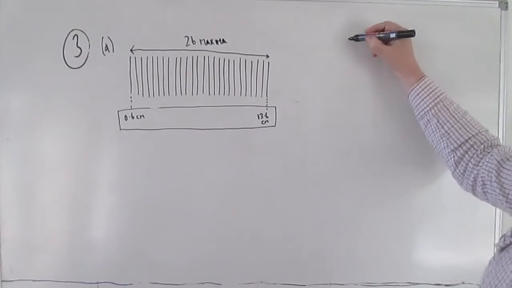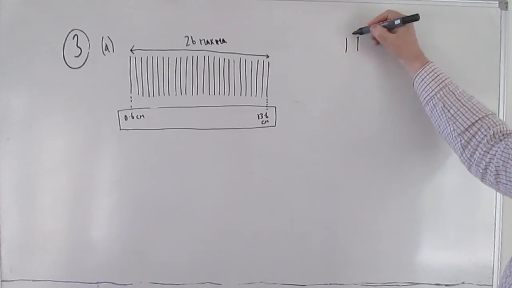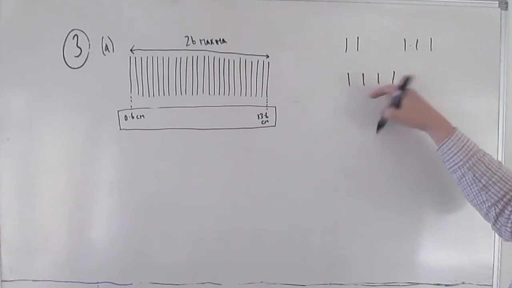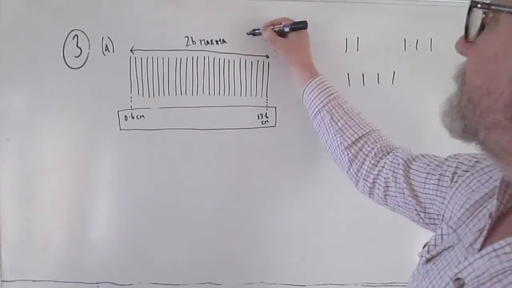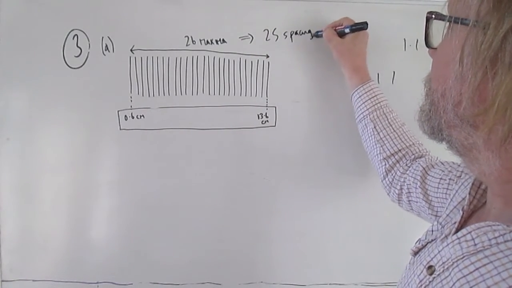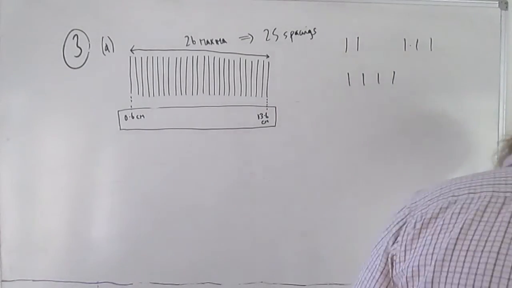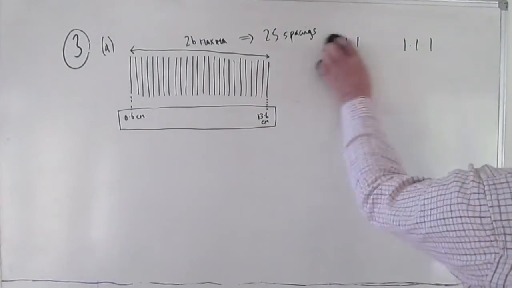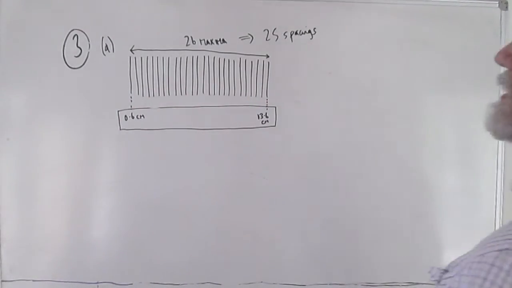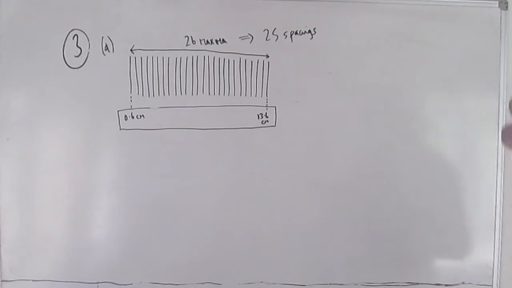If you have 26 maxima, if you think about it, if you have 2 maxima, you have 1 space. If you have 3 maxima, you have 2 spaces. If you have 4 maxima, you have 3 spaces. Okay, so 26 maxima means that we have 25 spacings. So what we can do is therefore just measure the total separation between the first one and the last one, and divide it by 25 to find what each individual spacing is, and that's going to give us a much better number than just trying to measure between 2 of them.